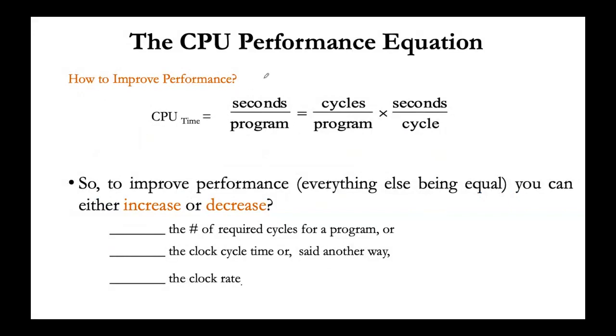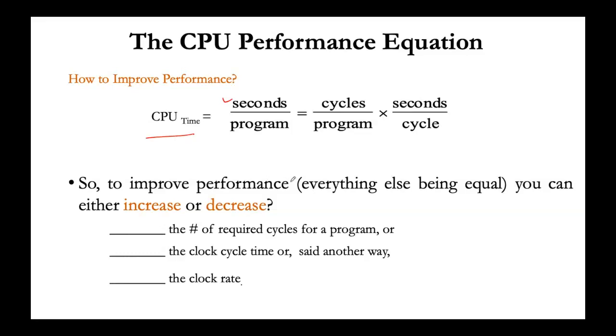So then, how to improve the performance of your computer? This can be given by the equation that the CPU execution time is equal to seconds per program, which gives your execution time. Seconds per program means cycles per program multiplied by seconds per cycle.